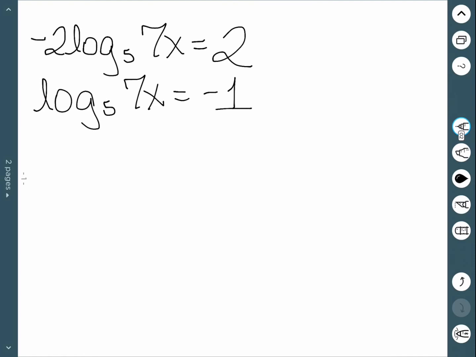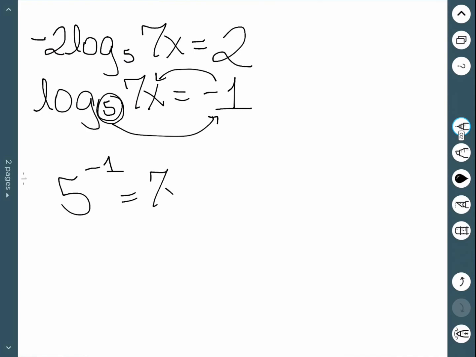And from there, like I mentioned whenever we first started talking about logarithms, if you're unclear on what to do, the best bet is to start moving to exponentials because we have a little more intuition there. So I have base 5 to the negative 1 power equal to 7x.